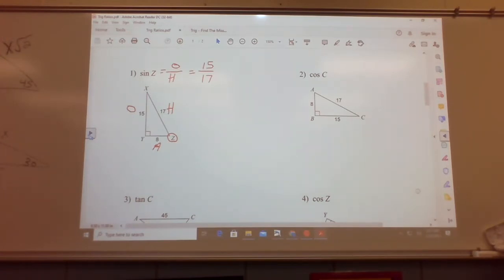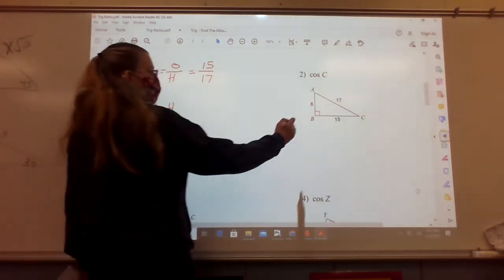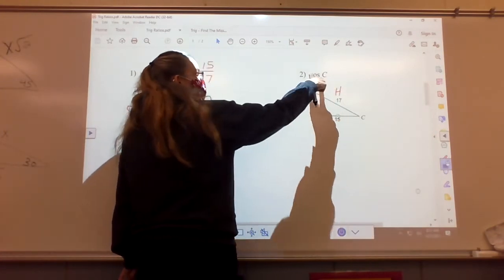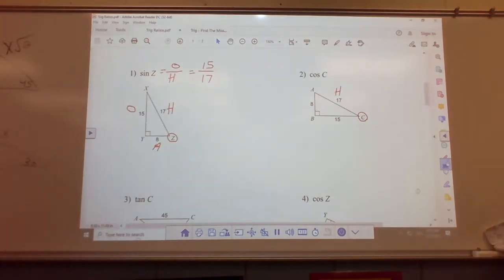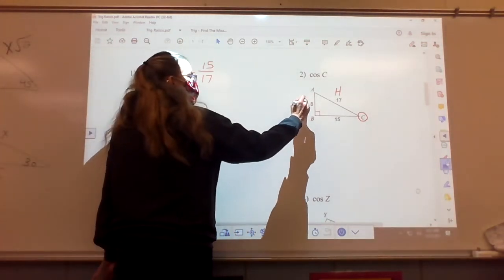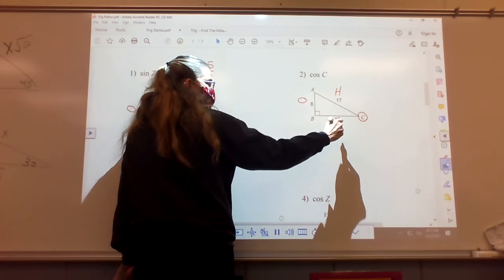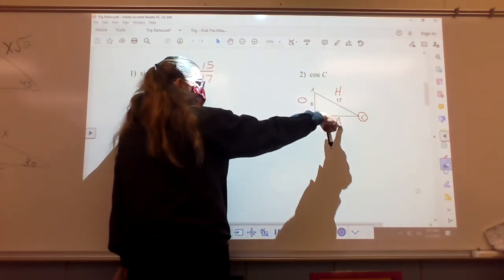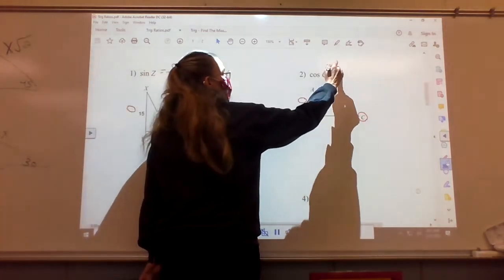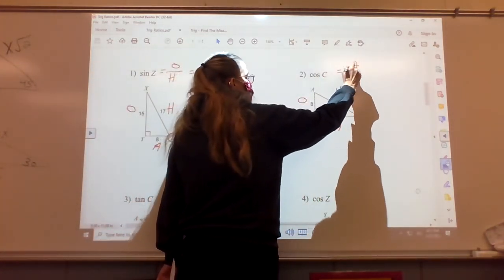So number 2, same process. Hypotenuse. Which one is the hypotenuse? 17. So I'm going to put an H there. Now, I'm going from C. So from C, what is opposite? H. So H is the opposite. So adjacent must be the 15, which is next door. And that's why I like to mark the H first, so that way I don't get those two confused. Well, cosine is adjacent over hypotenuse.